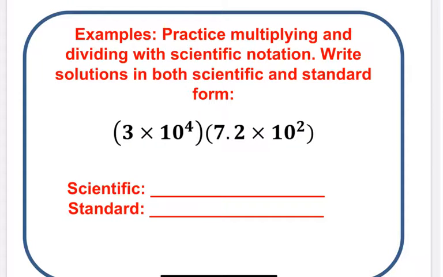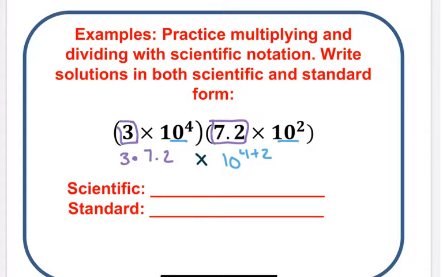Okay, so let's take a look at another one. So I'm going to rearrange this. I want those numbers I need to multiply. So I have 3 times 7.2 times 10. I'm going to do 4 plus 2. So let's multiply. So 3 times 7.2.